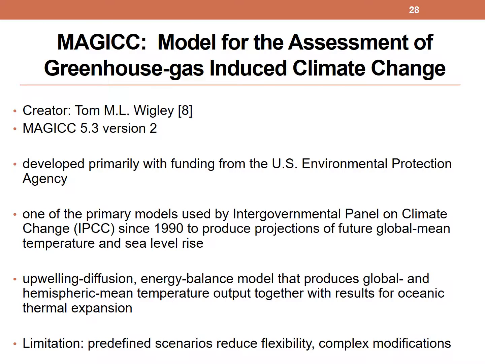The upwelling diffusion energy balance model that produces global and hemispheric mean temperature output together with results for oceanic thermal expansion was used to determine global mean temperatures and sea level rise predictions. The limitation of this model is that there are predefined scenarios which reduce the flexibility, and it is also complex to modify the input files.